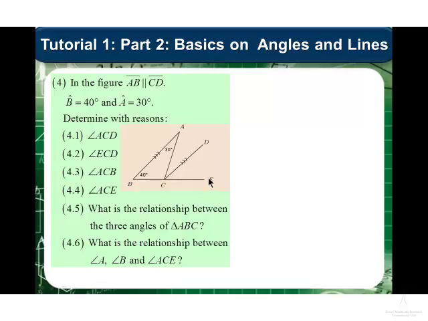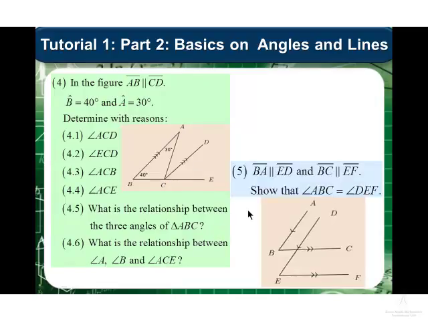And you also have to answer the following questions. What is the relationship between the three angles of the triangle ABC? And finally, what is the relationship between the angles A, B, and the angle ACE? So A and B are given, 30 degrees and 40 degrees, and the angle ACE is the outer angle for the triangle ABC.